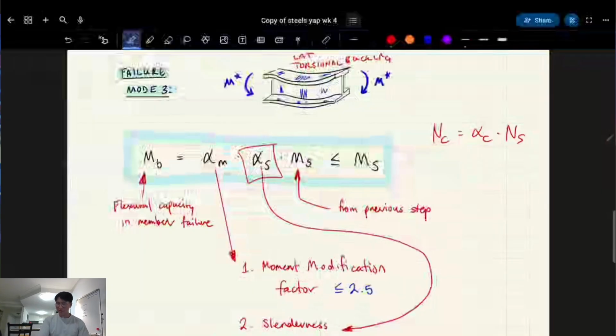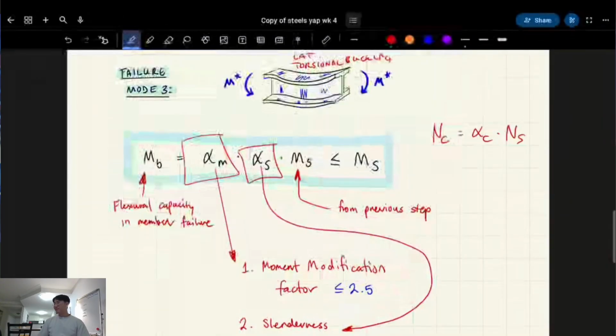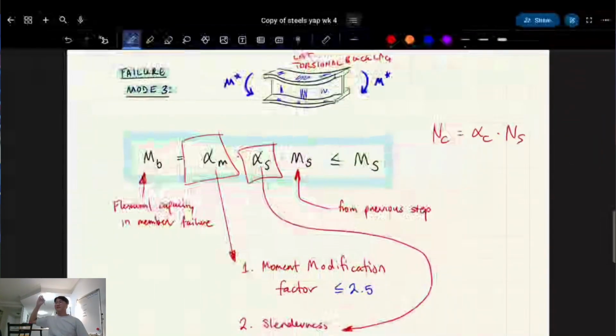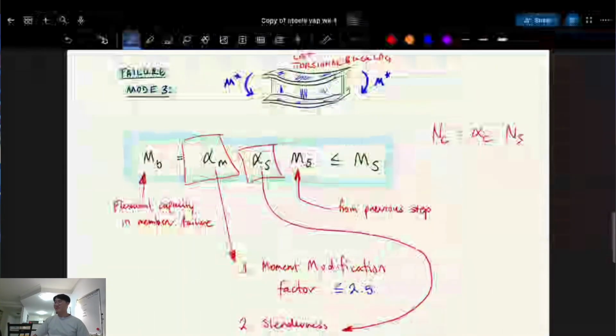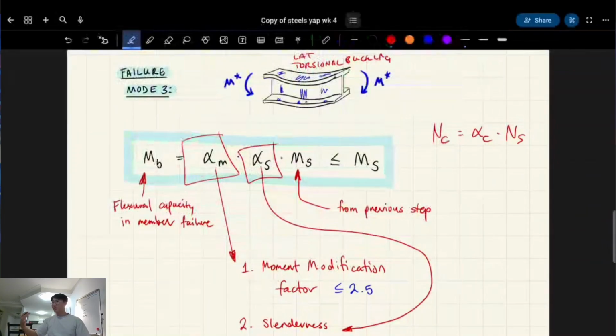But we have another thing here. This is the moment modification factor. That's a bit different. The moment modification factor can reduce your capacity, but it can also increase it. So it's not just a reduction factor like the slenderness one is. It's a modification factor. It can be up to 2.5 times better, or as low as 0.1 or something. The description is how well the bending moment redistributes, I guess, for lateral torsional buckling.